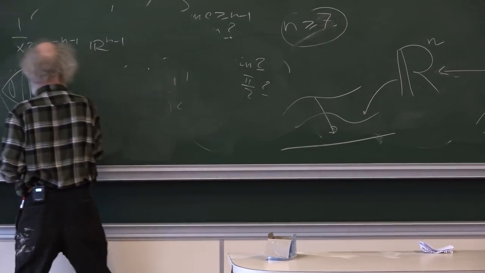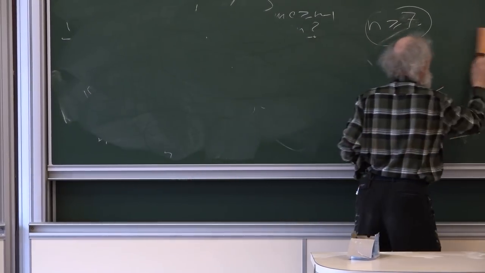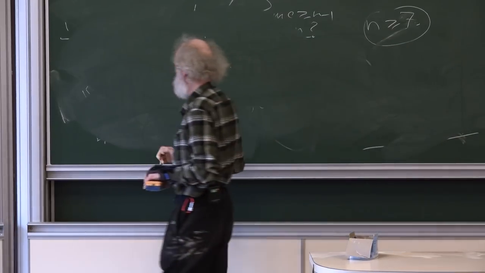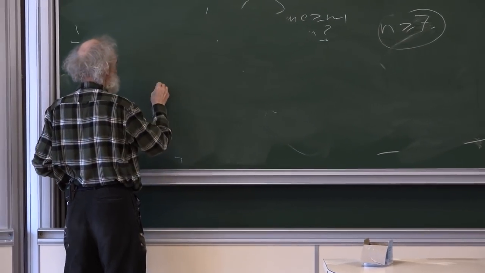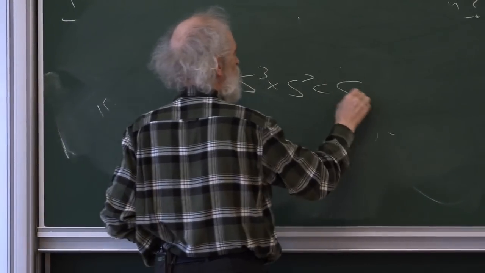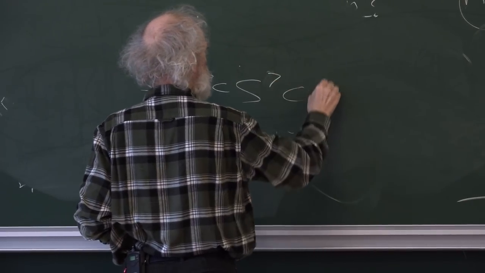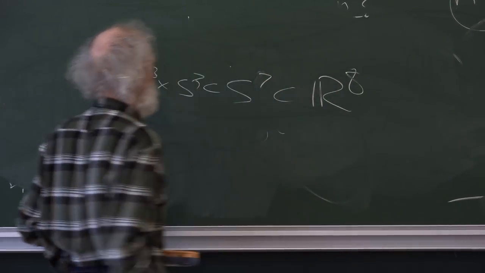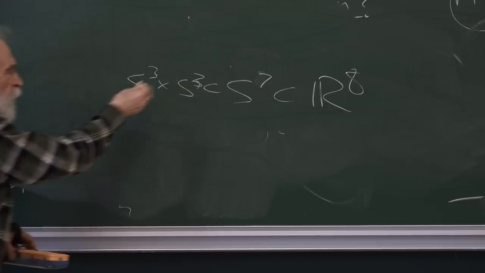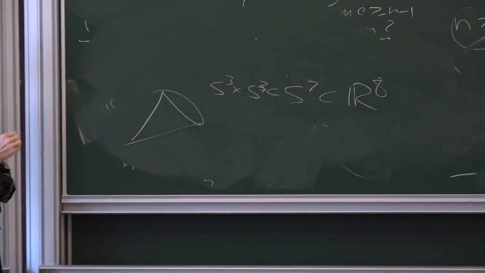So it is a remarkable theorem that up to dimension 7 there are no singularities, and the first singularity appears when you take S3 times S3 in S7, in R8, and take the cone over it, and this cone is minimizing. And this is trivial.